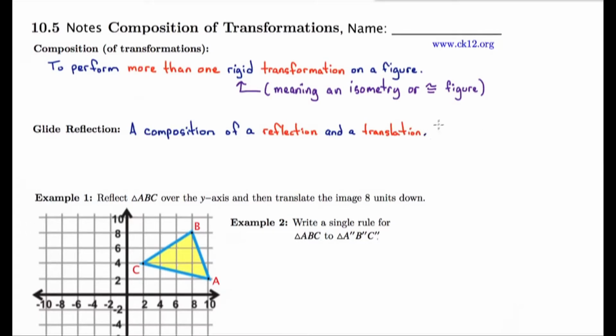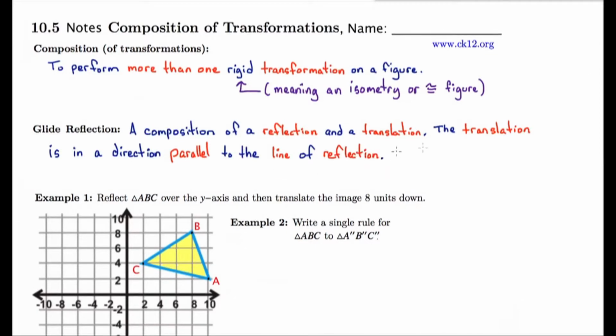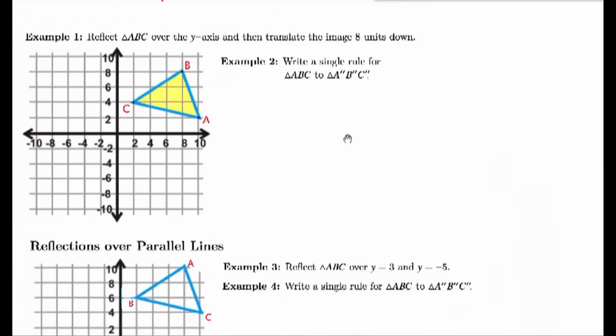So a glide reflection is a type of composition. So we take a reflection and a translation when we're doing a glide reflection. The translation is in a direction parallel to the line of reflection. Okay, so let's take a look at example 1.